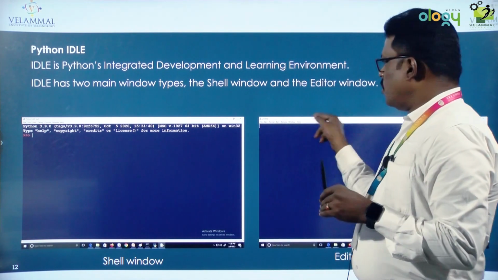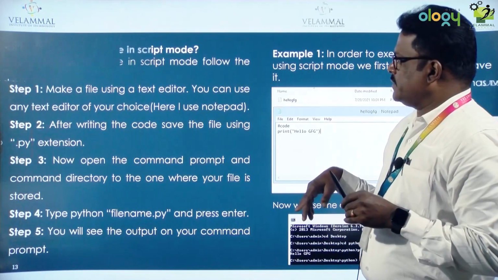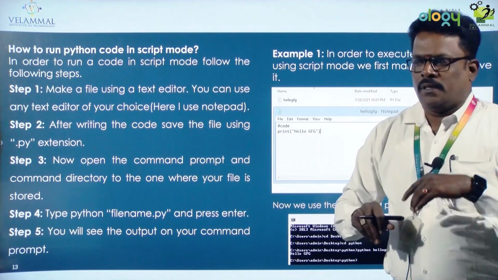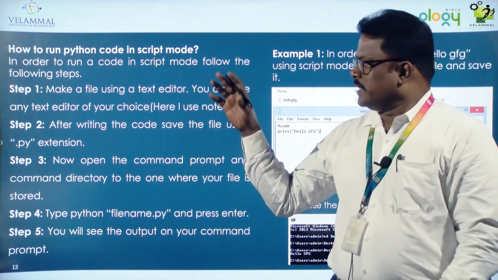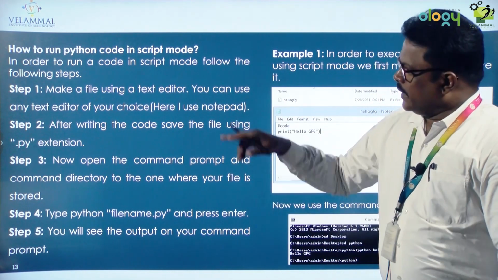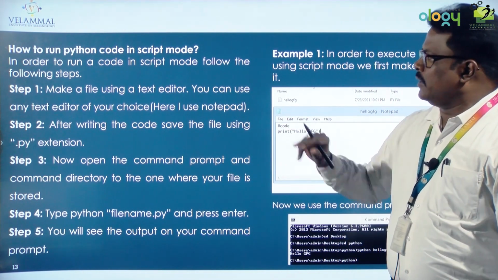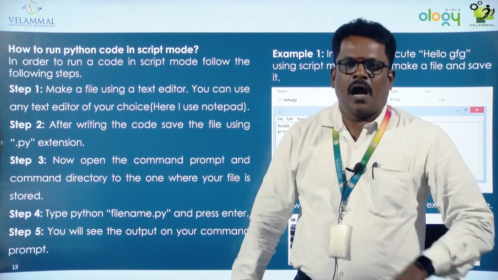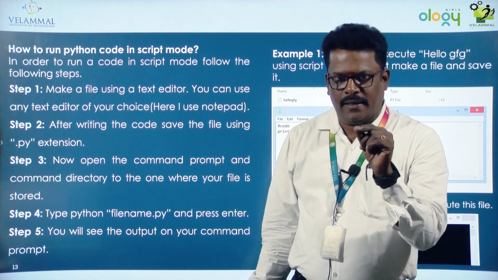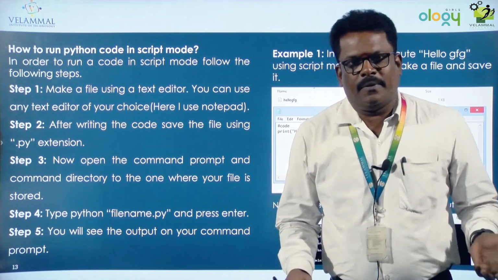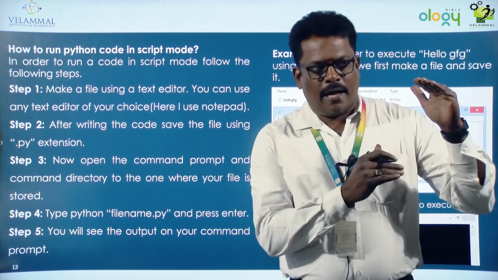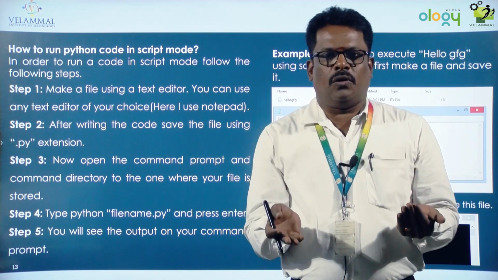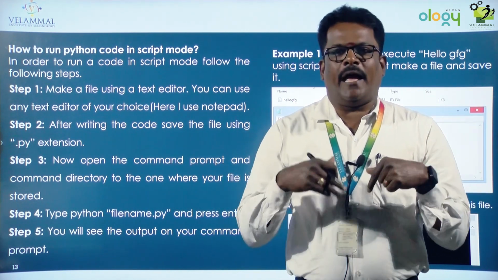The second mode is how to run Python code in script mode. First one is interactive mode, the second one is script mode. In order to run code in script mode, follow the following steps. I am going to have a series of steps. How to run a program in script mode. What is meant by script? A piece of code. I am going to write my code in a separate file and I am going to save the code. By using that file, I am going to execute.